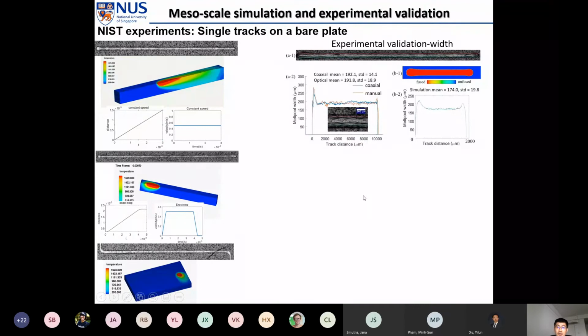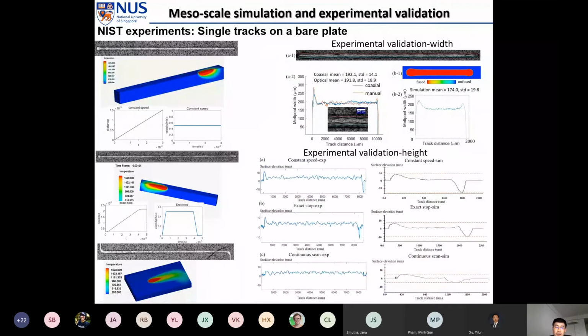So in the experiments, they very carefully and systematically measure the melt pool widths. At different locations, the widths will be different. You can see the width is relatively higher in the beginning and the ending. In our simulation, we use the same measurement methodology, and we can see the same trend. The mean value and standard deviation are also quite close, for the width and for the height.